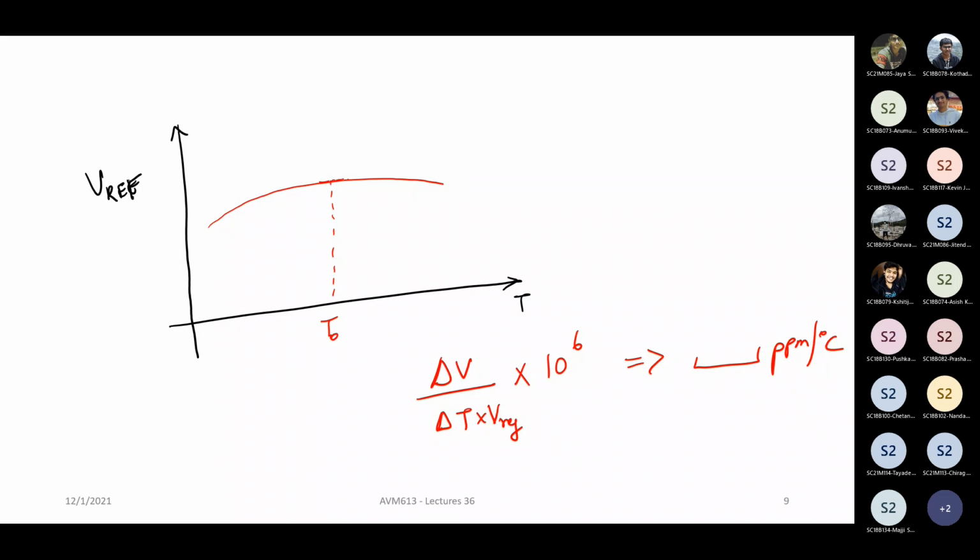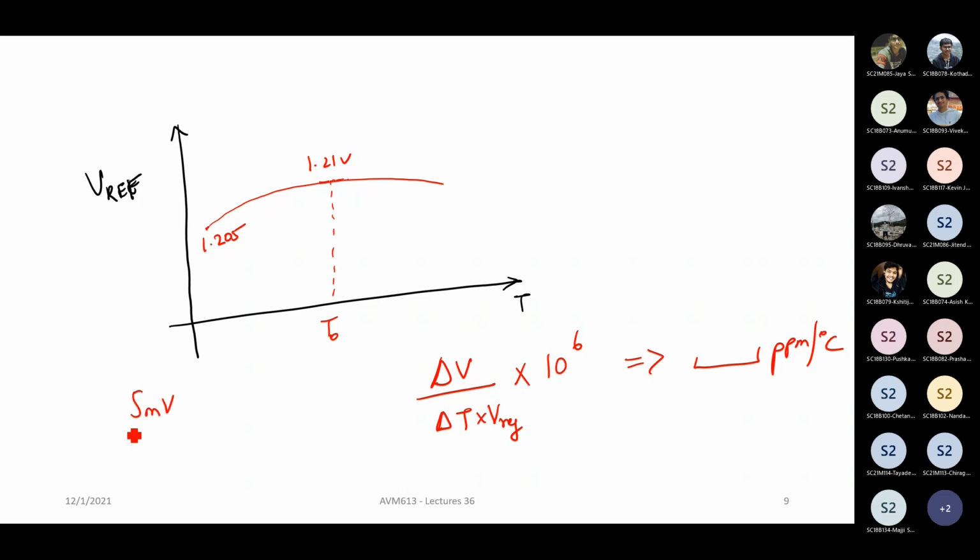So for example, if you have 1.21 volt, and let us say it is varying from 1.205 to, let us say, 1.201. So basically, how much variation do you have? You have around 5 millivolt variation.